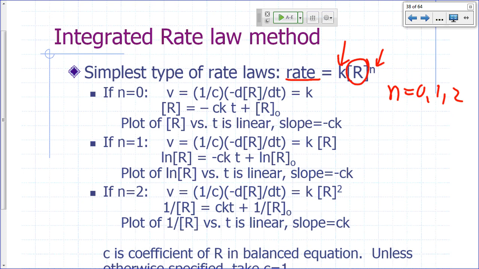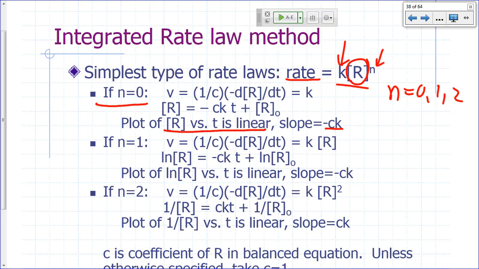Because this is the most common type of rate law you would encounter, and we can also devise strategies so that when we run our experiment, the rate laws can be simplified into this form. Okay, so if n is equal to 0, what you'll find is a plot of r versus time is going to turn out to be linear, and the slope is equal to negative c times k.